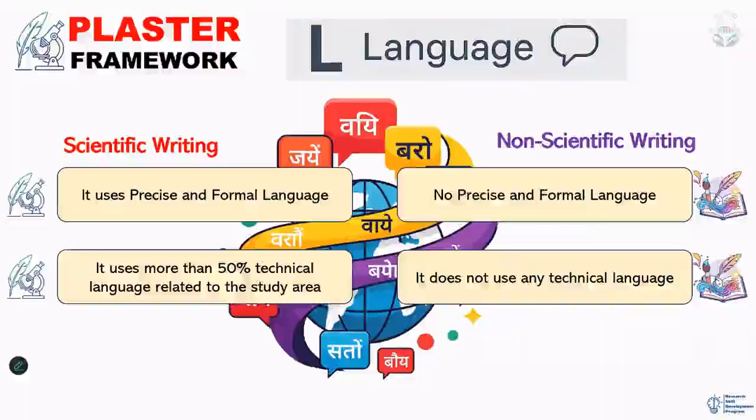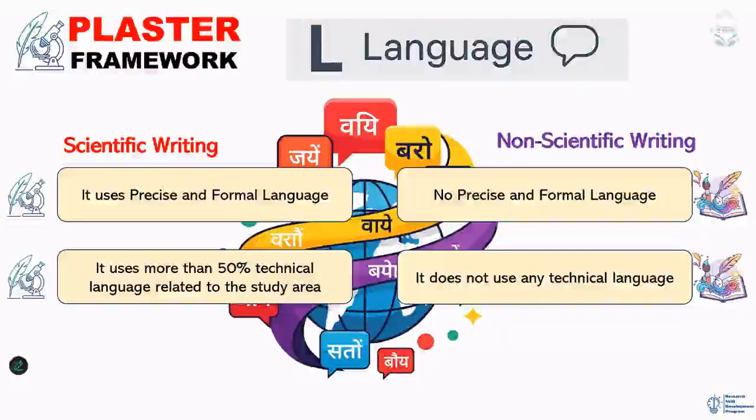For scientific writing, we use more than 50% technical language related to that particular study area. For example, somebody is doing research in non-communicable disease. So there is technical language related to those non-communicable diseases, lifestyle diseases, or we can talk about hypertension or diabetes mellitus. If somebody is working on diabetes mellitus, definitely 50% of their language must be around the technical language related to diabetes mellitus. It cannot be other than that.